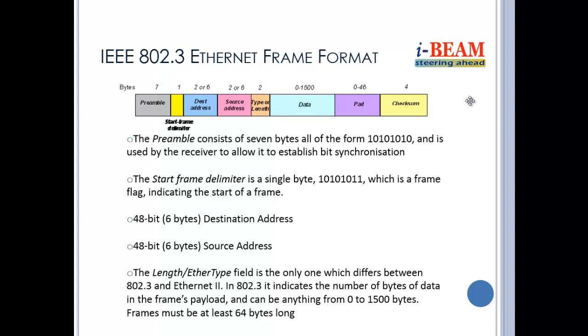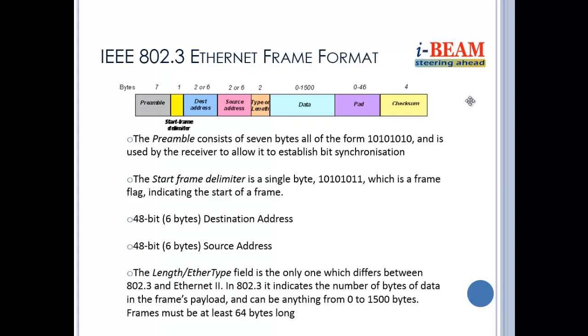After the SFD, the destination MAC address starts. The destination address is the physical MAC address. It is 48 bits. 8 bits is 1 byte, so it is a 6-byte destination MAC address, where we want to go in the network. This is the destination MAC address.